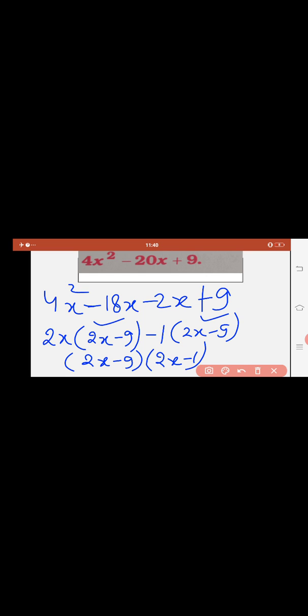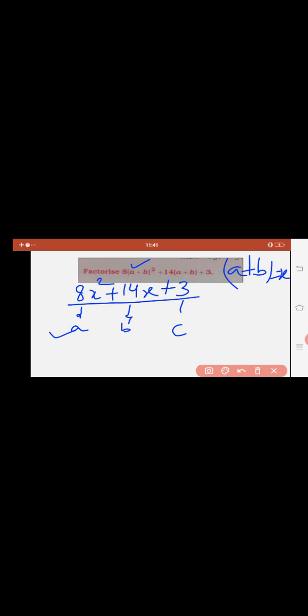Is that clear? Now taking one more solution, the last one: factorize 8(a plus b) square plus 14(a plus b) plus 3. So let us consider a plus b as x. If we take a plus b as x, then the above expression can be represented as 8x square plus 14x plus 3. Now comparing it with ax square plus bx plus c, we have a equals 8, b equals 14 and c equals 3. And then a into c, that means 8 into 3, will give you 24.